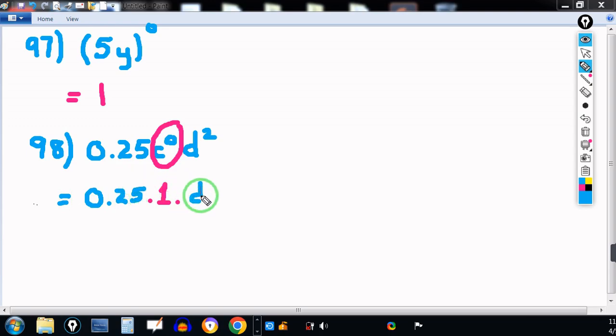So only the C has the power 0, so that becomes 1. C to the power 0 is 1. So this one will be 0.25 times 1, which is 0.25. D squared will be 0.25 d squared. Very good. We're going to 99 and then 100. Alright. Very good. 99.